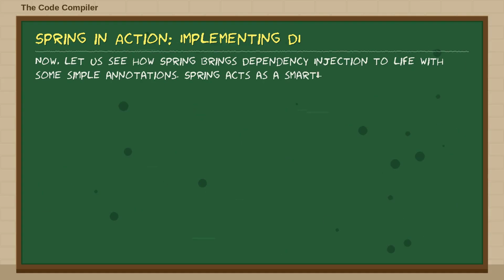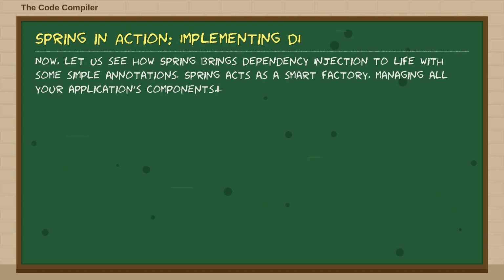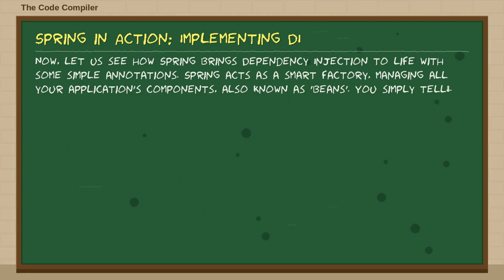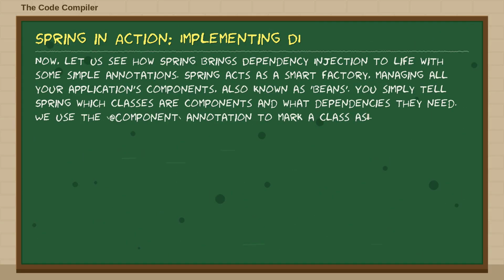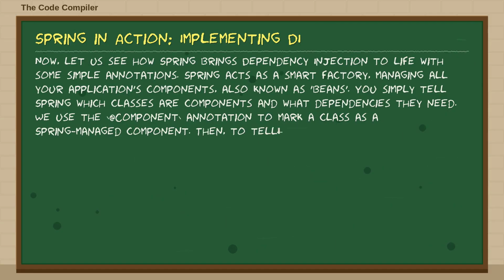Spring acts as a smart factory, managing all your application's components, also known as beans. You simply tell Spring which classes are components and what dependencies they need. We use the @Component annotation to mark a class as a Spring-managed component. Then, to tell Spring to automatically inject a dependency, we use the @Autowired annotation. When Spring sees @Autowired, it looks for a matching bean in its container and supplies it.